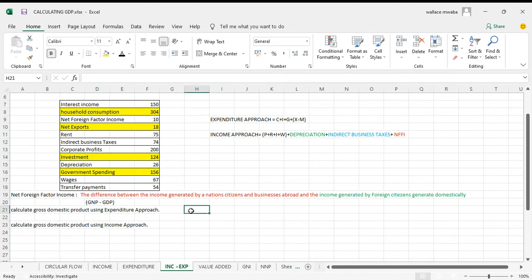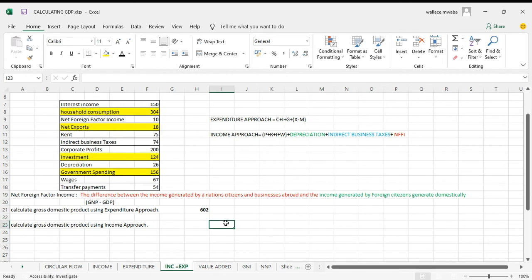So I'm going to calculate, using the expenditure approach, household consumption plus investment plus government spending plus our net exports. That's 602. The next question is to calculate the gross domestic product using the income approach.